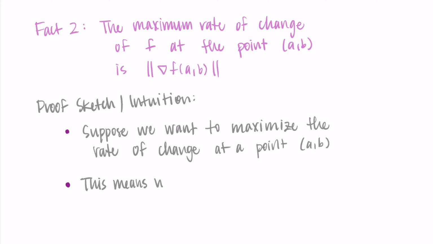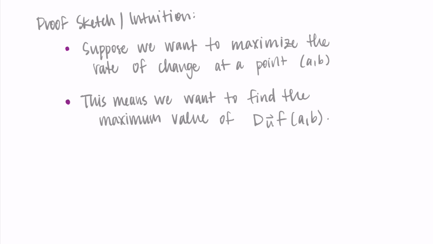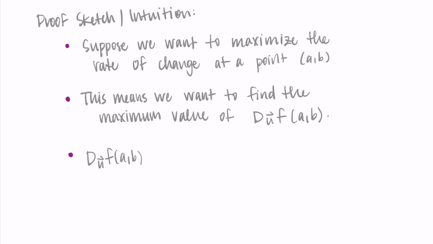So putting this into math, if we want to find the maximum rate of change, this means we want to find the maximum value of the directional derivative at this point (a, b), and we don't really know which direction to go, we just know that we want to find the maximum rate of change. So let's look at what we can do with the directional derivative formula. We know the directional derivative of f is equal to the gradient of f dotted with the unit vector u that represents the direction we're going.